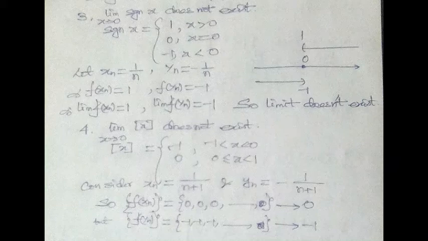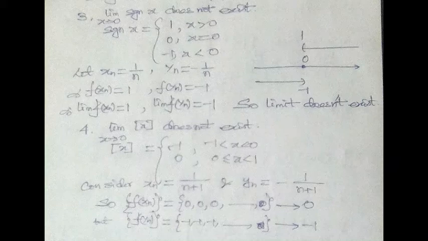Now this is the third problem. In this problem we have to show that the limit as x tends to 0 of signum x does not exist. So first of all we have to know the definition of signum x. What is signum x? The graph of signum x has been shown on the right side, and the definition of signum x takes the value 1 for positive x, takes the value 0 for the point x equals 0, and takes the value minus 1 for negative x. So we have to show the limit does not exist.